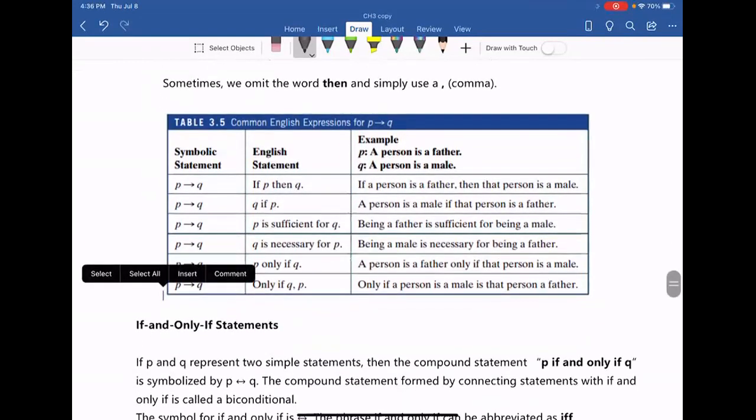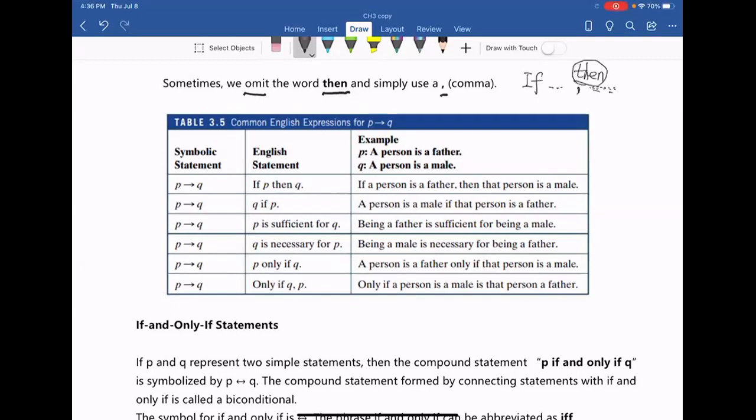Okay, let's move on. Sometimes we omit the word then and simply use a comma. Just like when I write an English essay, my English teacher told me that in your sentence, if you write if, you just use a comma and then you write another part of your sentence. You don't need to have then here. But in mathematics, if you have then, it's okay. You can also use a comma instead of then.